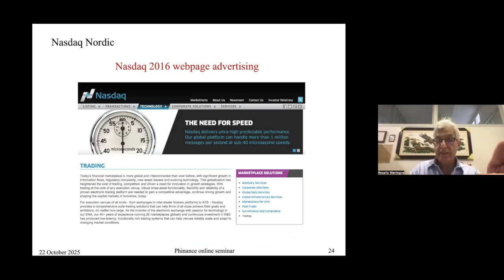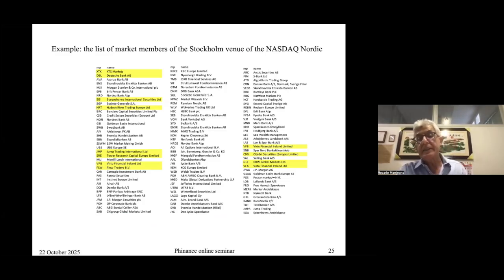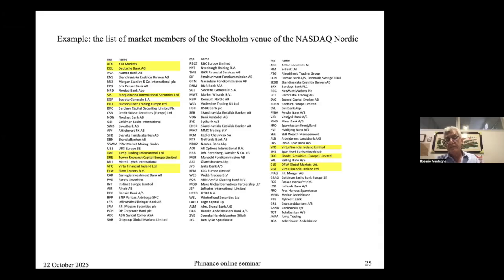Nasdaq has very advanced technology, which means that Nasdaq Nordic, which was using the same technology as Nasdaq in the US, provided a platform which was allowing, in 2016, as you see from this slide, more than 1 million messages per second at sub-40-microsecond speed. This means that the technological state of the art of Nasdaq Nordic is absolutely compelling, at the best level. And not only that, but also large companies specialized in high-frequency trading were also active in Stockholm.